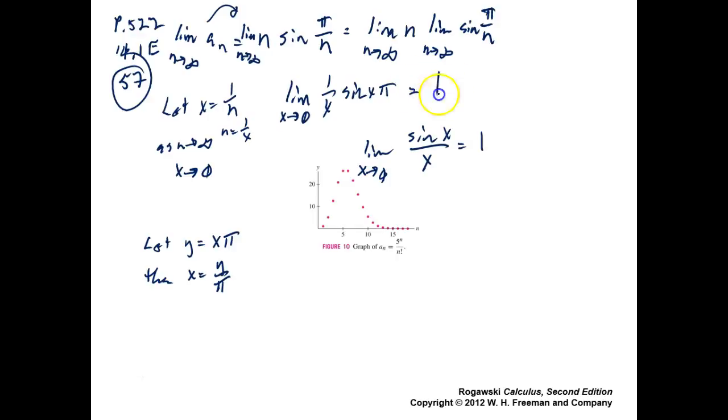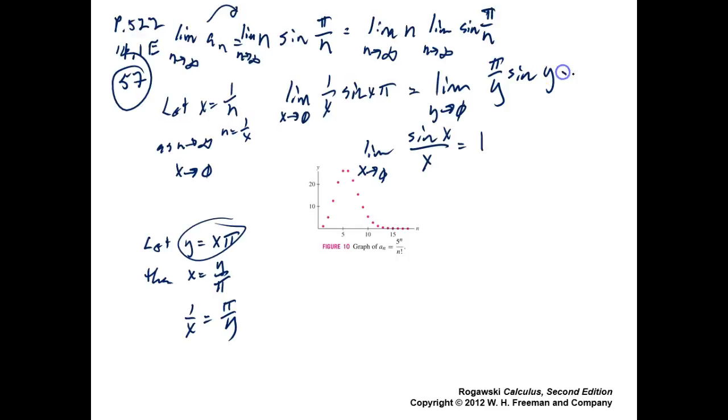So this then would be the limit as y approaches 0 of, and 1 over x is equal to pi over y. Yep, unfortunately this is going to work, okay? Never would have guessed this, okay? So 1 over x is pi over y times the sine of y, because y is equal to x pi, right? See it?